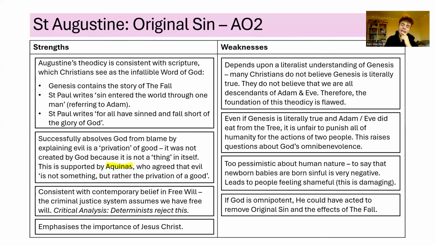Another weakness for you is that if God is omnipotent, he could have acted to remove original sin and the effects of the fall. So if God is omnipotent, surely he can do anything at all. So he can remove the effects of the fall in the Garden of Eden and stop original sin being transmitted down the generations via sex. So why didn't God do that? If he's omnipotent, surely he should be able to do that. And that then links in as well with the weakness from before, where we're asking about God's omnibenevolence. Why is he punishing all of humanity for the actions of two people? Again, your response to that is that because God is a fair God, he has to allow the consequences of actions to play out in order to avoid compromising free will and in order to avoid compromising justice.